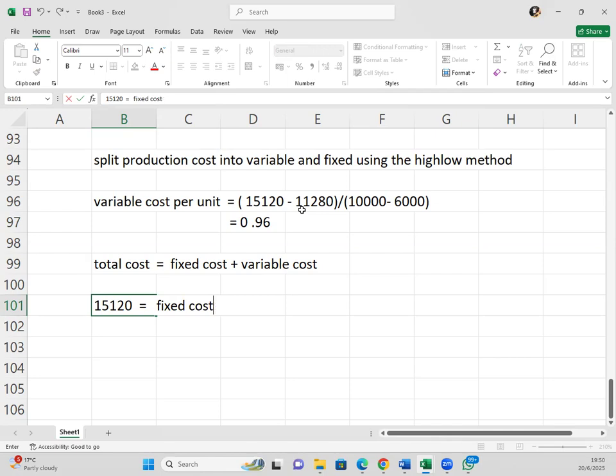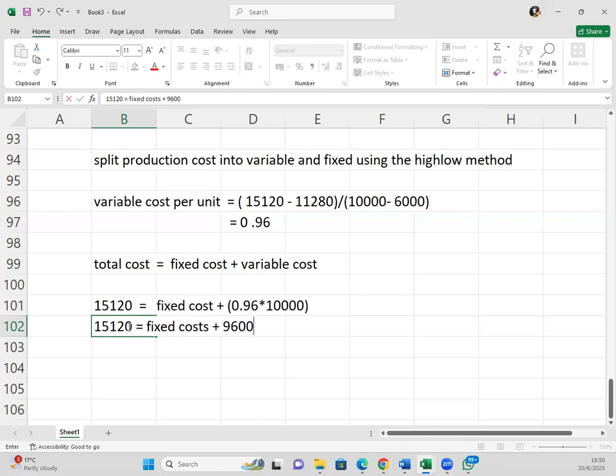Plus the variable cost. We have calculated the variable cost to be 0.96 times the activity level of 10,000. So the costs were 15,120 at 10,000 units. You can then use that to work out how much your fixed costs are. So 15,120 is equal to the fixed costs plus 0.96 times 10,000, that's 9,600.